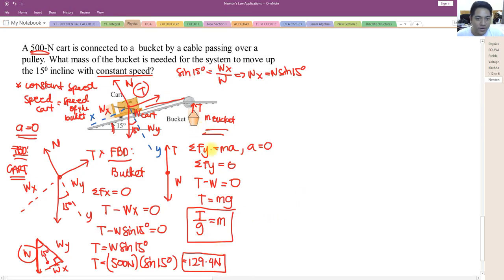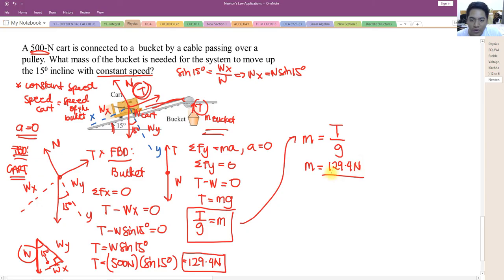So from our summation of forces along y in the bucket, we derived this formula a while ago that m equals tension all over g. And this tension is the same as this tension, because they are connected with a cable. So now that we got the tension, we have 129.4 newtons all over 9.81 meters per second squared. The mass of the bucket should be 13.2 kilograms.